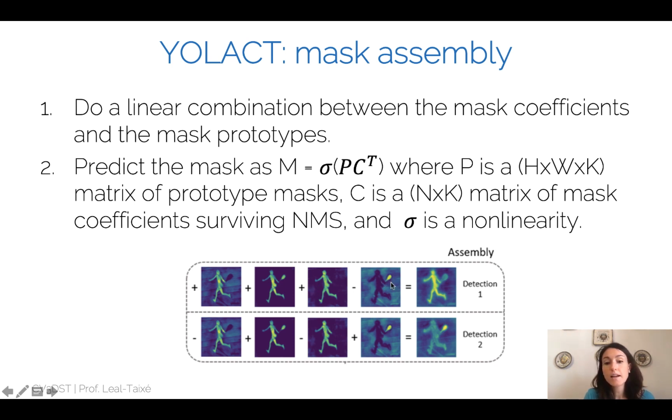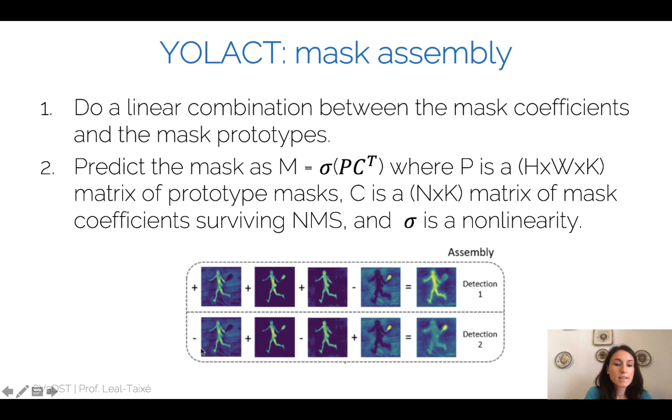Then we have a negative weight on the prototype that actually represents the racket, which essentially gives us this separation between the two objects. So the separation between the human, the tennis player, and the racket, which is actually another object. Therefore, with this assembly of mask prototypes, we can actually obtain the two instance segmentations separate. One is the tennis player at the top, and the other is the racket at the bottom.